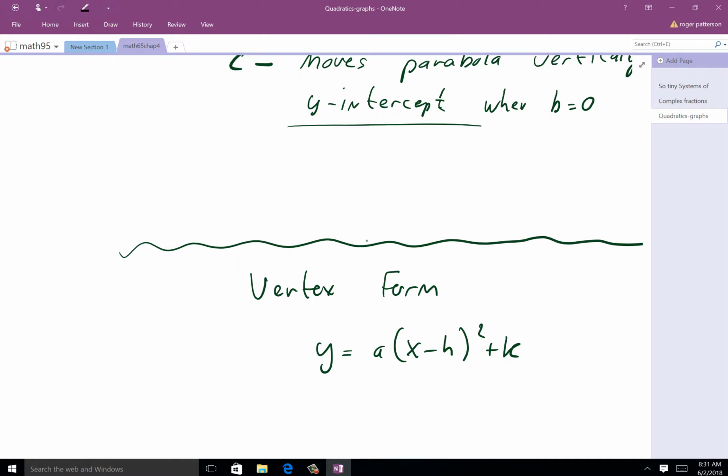Okay, let's pause this one. I think I'll make it 0, just so you can see things a little bit better. There we go. And we'll play the K. And what does K do? Moves it which direction? Vertically. Okay? Very similar to C.